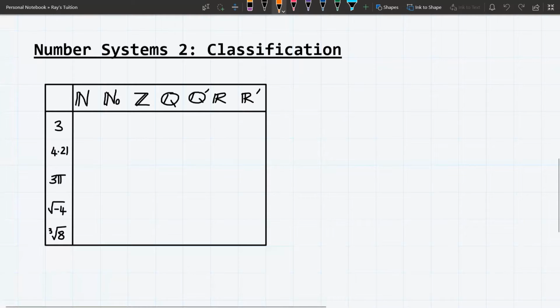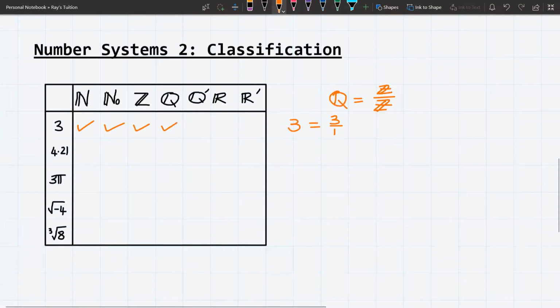The first question is 3. What we know is that 3 is a natural number. Remember, natural numbers are whole counting numbers. It is also a whole number, because everything that's a natural number is also a whole number, just that whole numbers have 0, which means that it is also an integer. And remember that the definition of a rational number is a number that you can write as an integer over an integer. In this case, 3 can be written as 3 over 1, where 3 is an integer and 1 is an integer, making it rational.